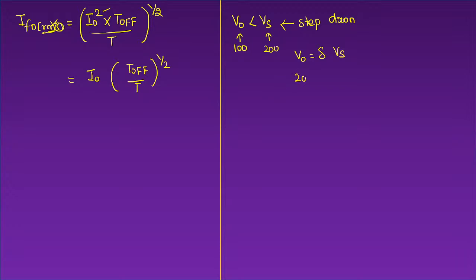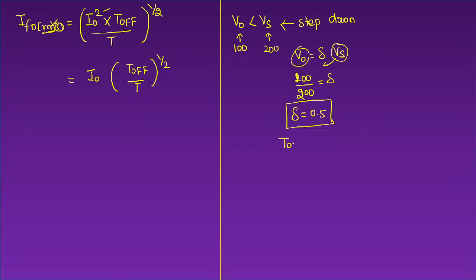V0 is given as 100, Vs is given as 200, equal to delta. I am just passing this Vs to the left hand side such that I can say delta equal to, am I right? Sorry. Output is 100, input is 200. See, Vs equal to 200, V0 is 100. 100 by 200, it will be 1 by 2, or we can say 0.5. Sir, delta we know, sir, but we want to know the ratio. Wait, I will tell you.